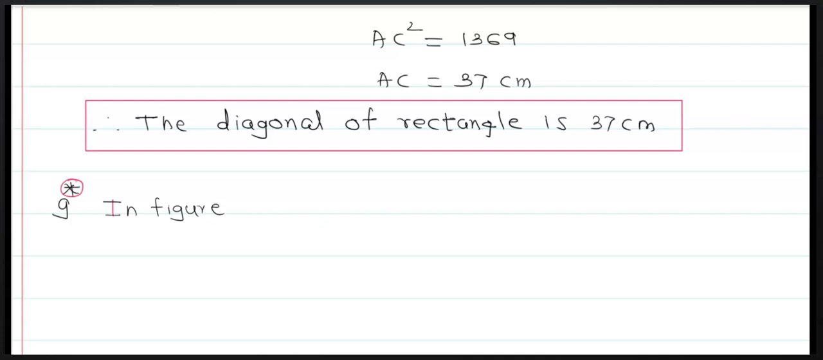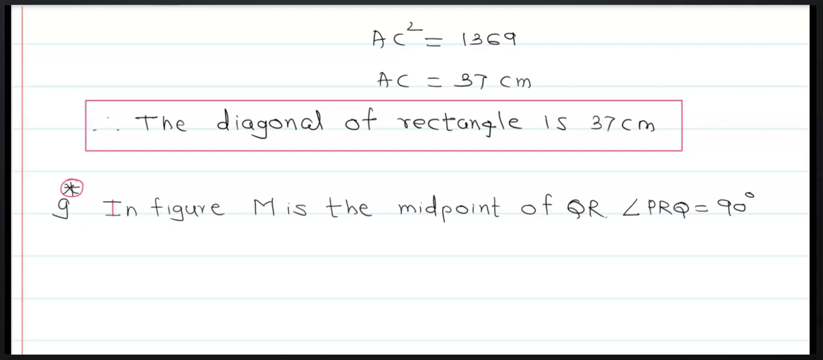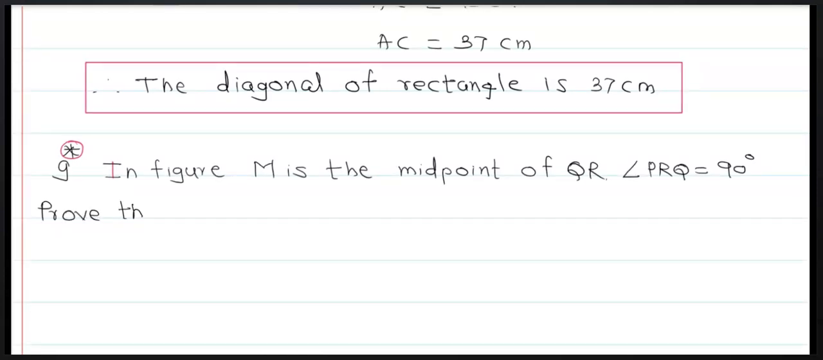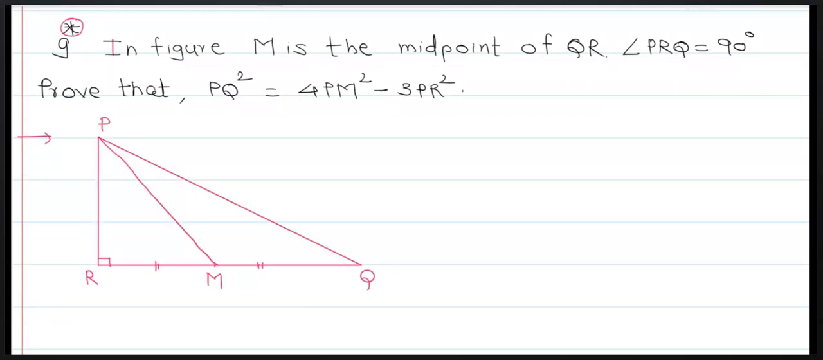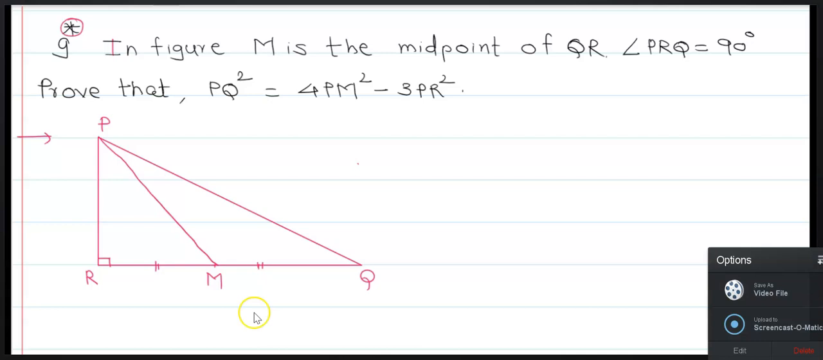This is question number 9. It's a star question. In figure, M is the midpoint of QR. Measure of angle PRQ is equals to 90 degree. Show that PQ square is equals to 4PM square minus 3PR square. Now see this figure. In triangle PRQ, measure of angle R is 90 degree. M is a midpoint, and we have to prove this relation.